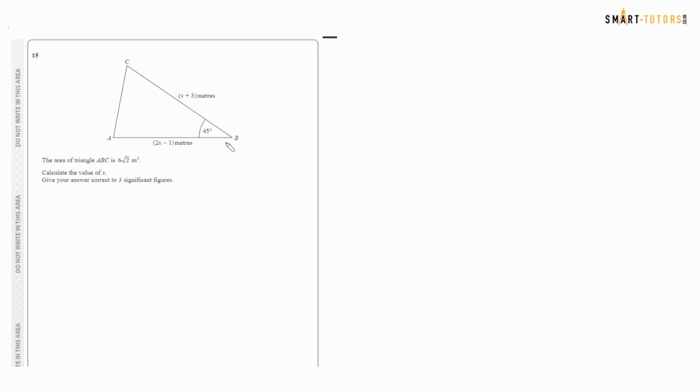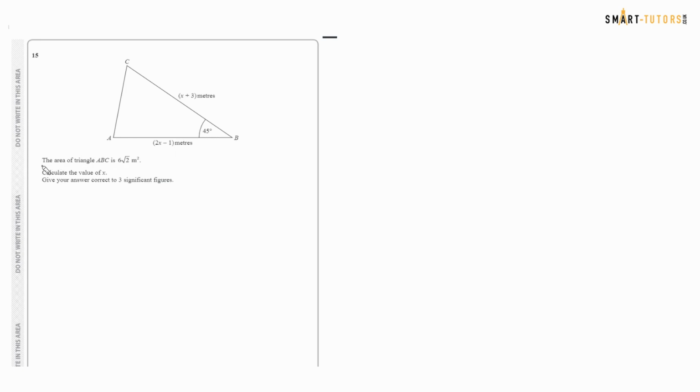Question number 15. The area of triangle ABC is 6 root 2 meters squared. Calculate the value of x correct to 3 significant figures. So this is an advanced trigonometry question. So you have to be familiar with the cosine rule, sine rule, and the area of the triangle formula.